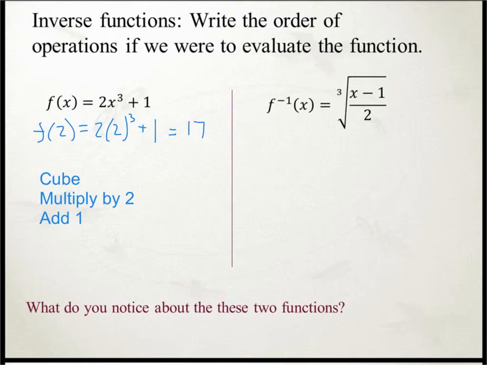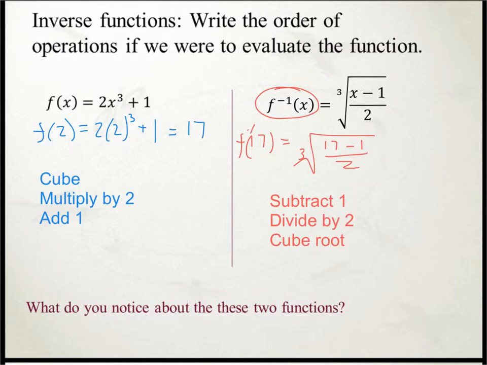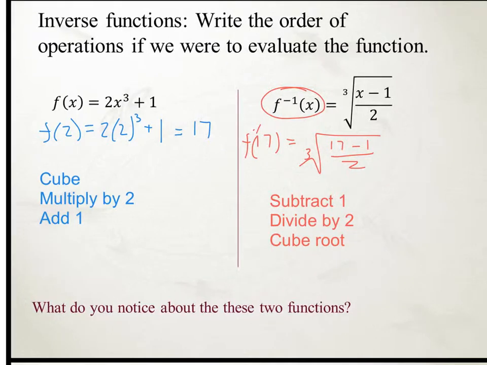Now let's look at the inverse function. So to remember, that little -1, that's actually not an exponent, it's just a notation that says, hey, this is the inverse of that other function f. So let's think about plugging in a number, say maybe 17. If I want to find the inverse function on 17, what order would I do things in? So that inverse function is going to subtract 1 first, and then it's going to divide by 2, and then it's going to take the cube root.